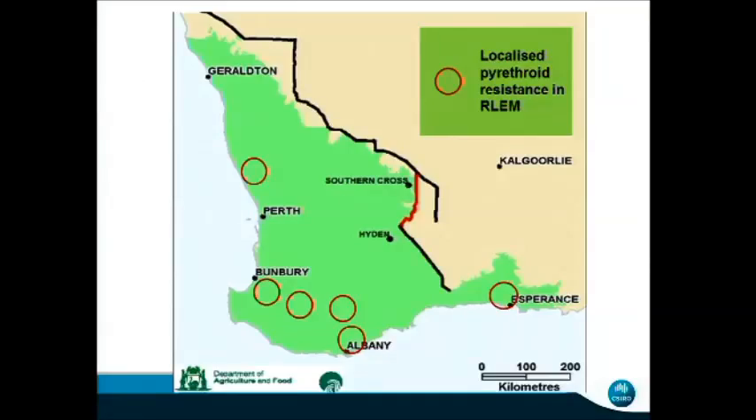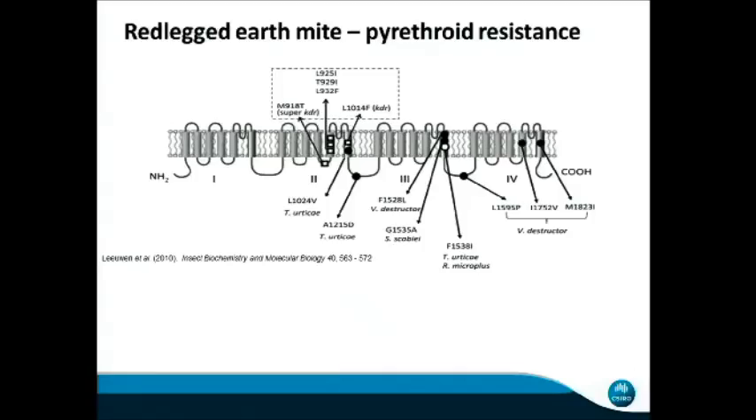So as Paul mentioned, there was localized pyrethroid resistance in red-legged earth mites, in a variety of locations in Western Australia. And that is the target for pyrethroids. It's a sodium channel gene, and you can see the protein snaking in and out of the membrane, and everywhere where there's a circle or a square is where a resistance mutation has been identified. It's mites below the line, and I think it's aphids and or other insects above the line.